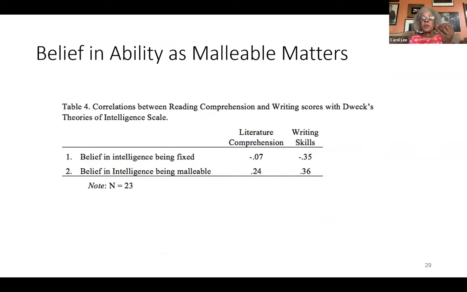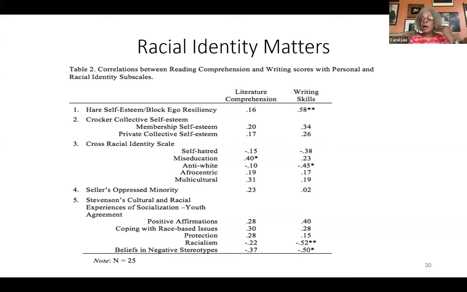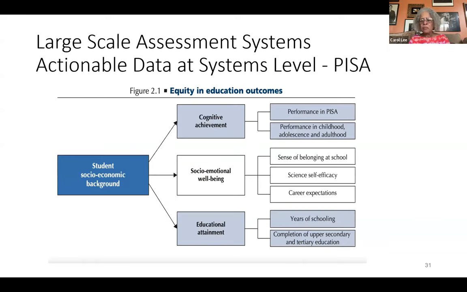Their belief in effort over fixed intelligence was again positively correlated. And also measures of their racial identity. And again, a positive sense of racial identity was positively correlated with these outcomes.